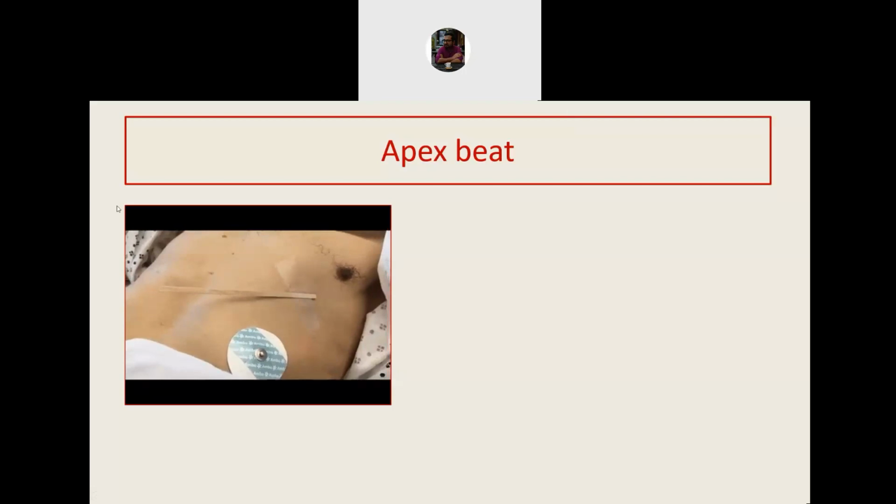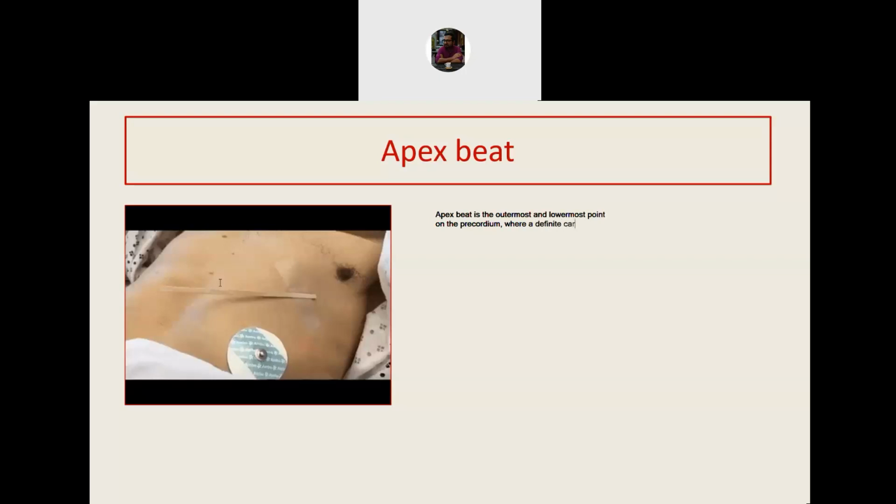So how do we conventionally define the apical impulse or apex beat? Let us see. So apex beat is defined as the outermost and lowermost point on the precordium. And precordium means the chest in front of the heart. So it is the outermost and lowermost point on the anterior chest wall that is just in front of the heart where a definite cardiac impulse can be felt.